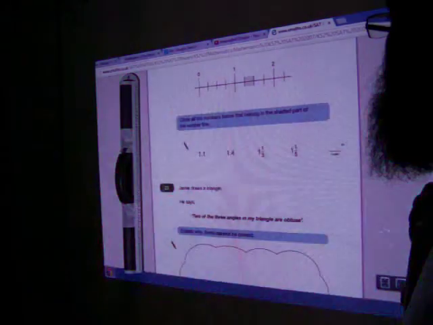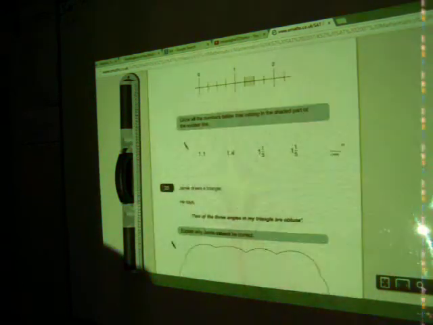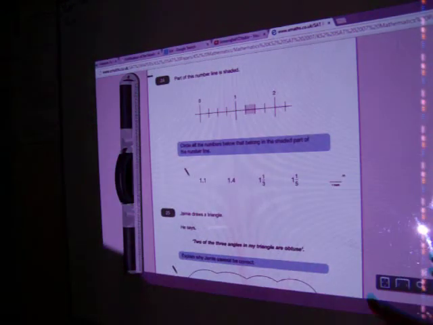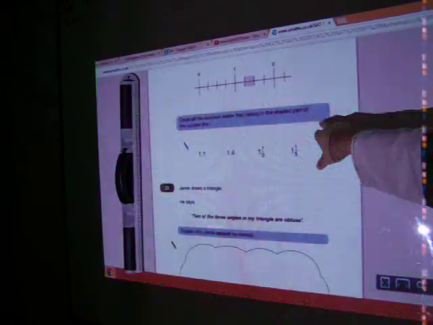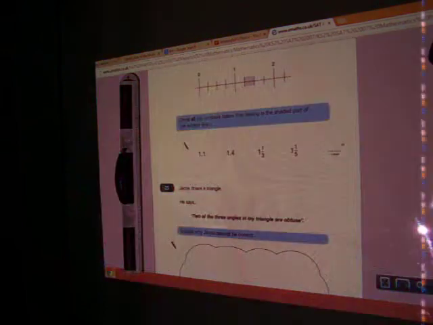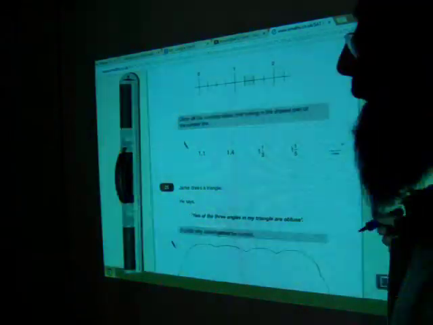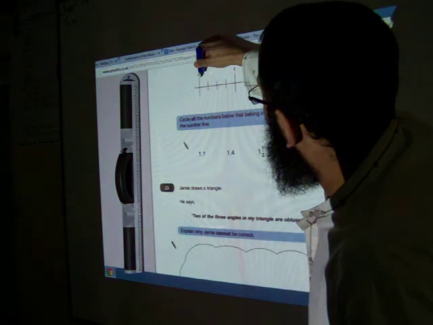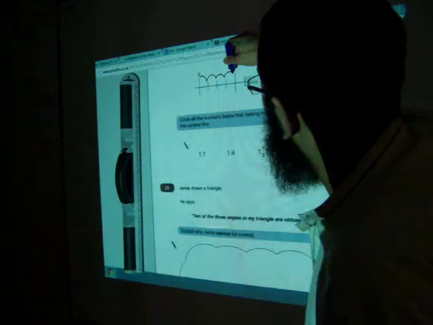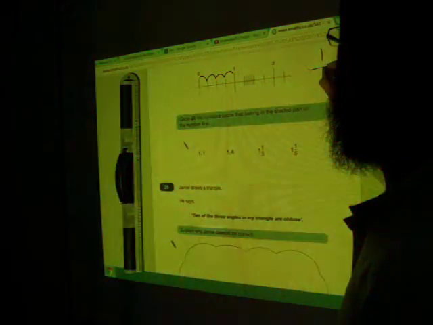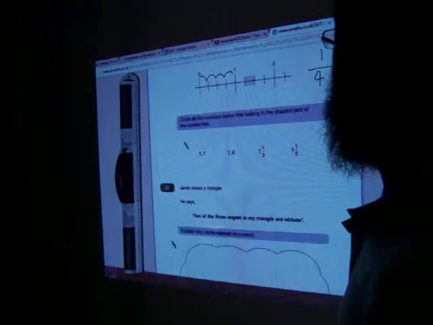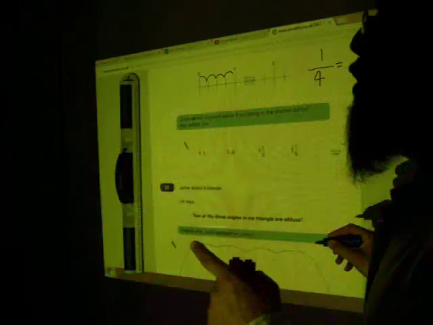Okay, right, part of the number line is shaded. I can't see the question. Okay, take it back up a minute. Part of this number line is shaded. Circle all the numbers below that belong in the shaded part of the number line. Let's calibrate the scale first of all. So, 1, 2, 3, 4. We've gone from 0 to 1 in how many steps? 4. So we've got 1 and we're dividing it by 4. 1 divided by 4 is 0.25.